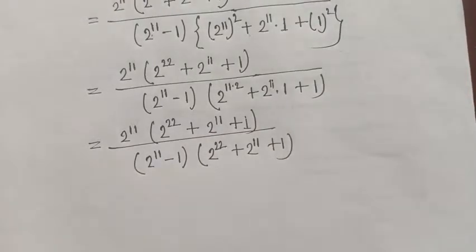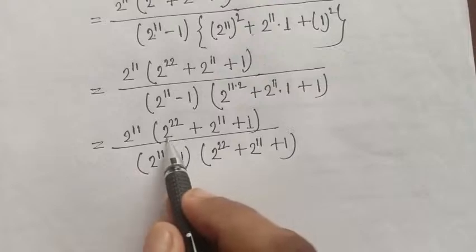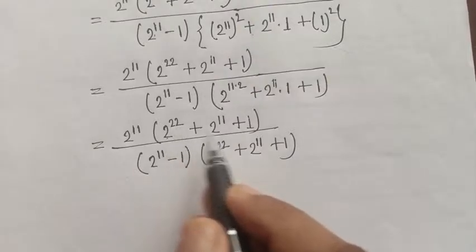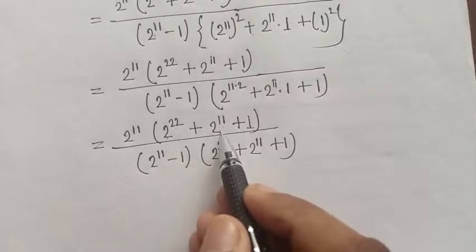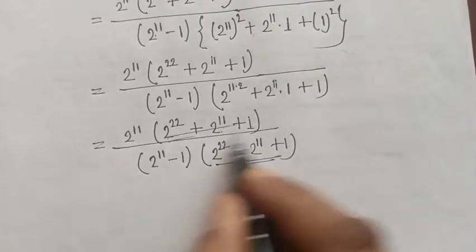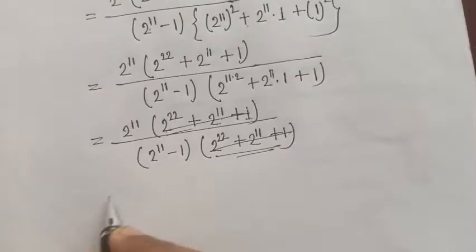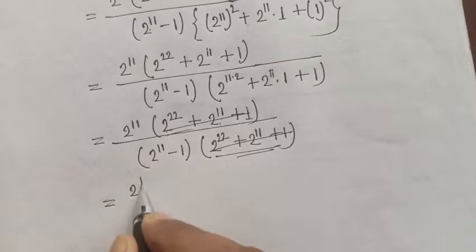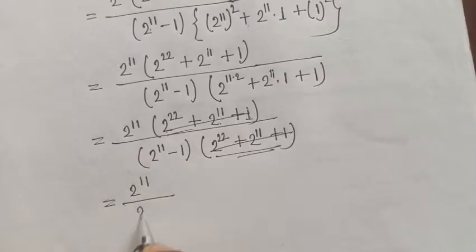So we are getting the same part here, 2 to the power 22 plus 2 to the power 11 plus 1, and here the same. So this part will be cancelled out. So we get the value 2 to the power 11 by 2 to the power 11 minus 1.